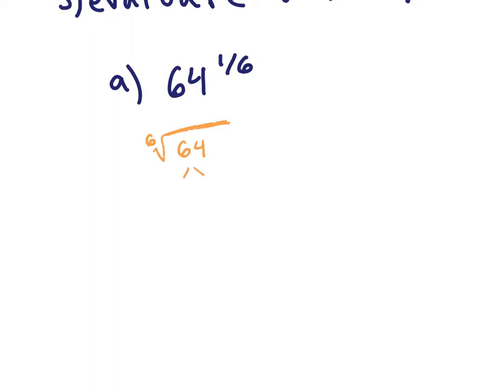What are factors of 64? 8 and 8. And what are factors of 8? 4 and 2. So 2 and 2 and 2 and 2, 2, 2. We're circling groups of how many? 6. And so what's our answer? Plus or minus 2.